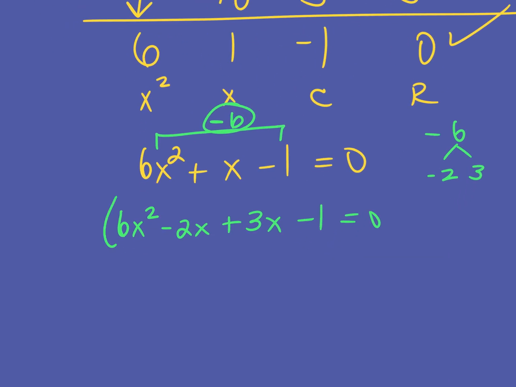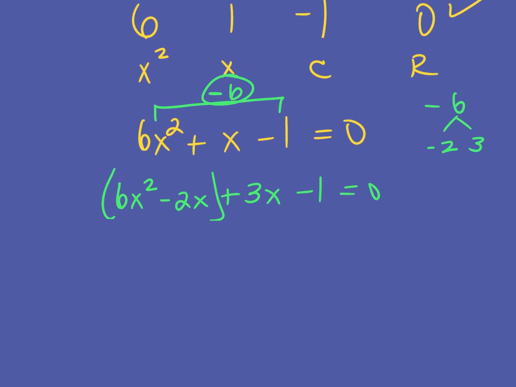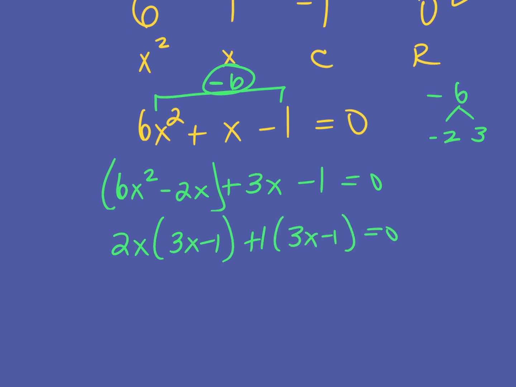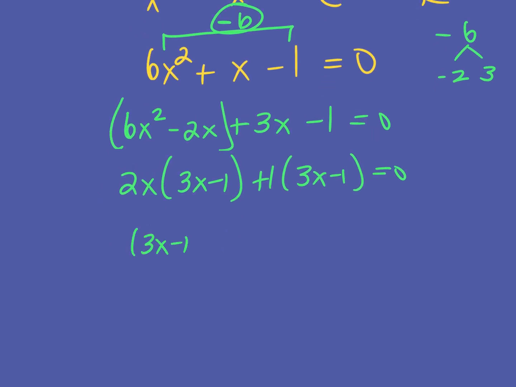So we're going to group the first two. What can I take out of 6x squared and a negative 2x? 2x, okay. And then what are we left with? 3x minus 1. Okay, what can I take out of 3x minus 1? A positive 1, perfect. And I'm left with 3x minus 1. So I can rewrite this as 3x minus 1 times what? Times what, guys? 2x plus 1. Good. Factoring, y'all, is never going away.